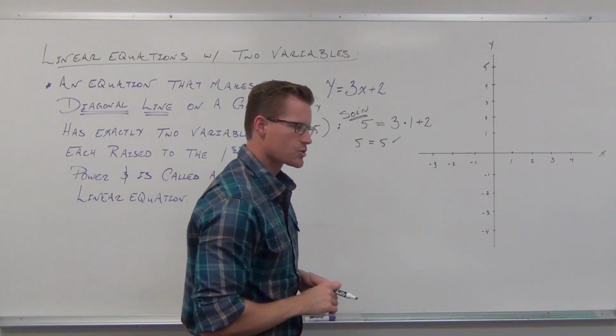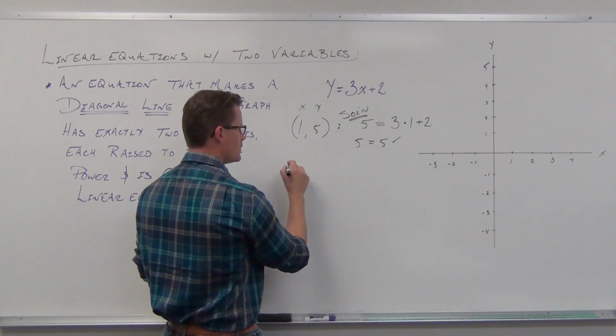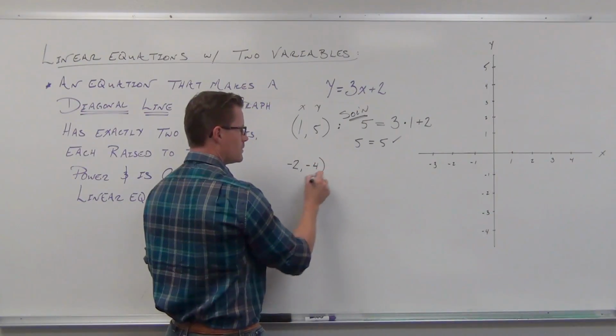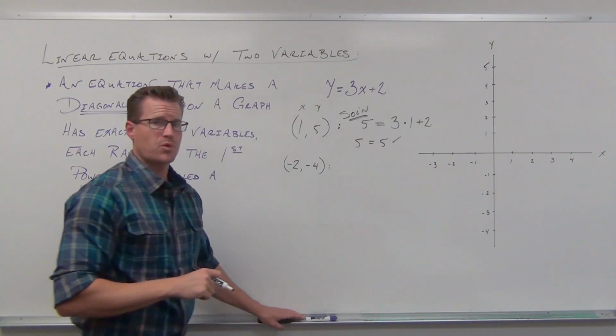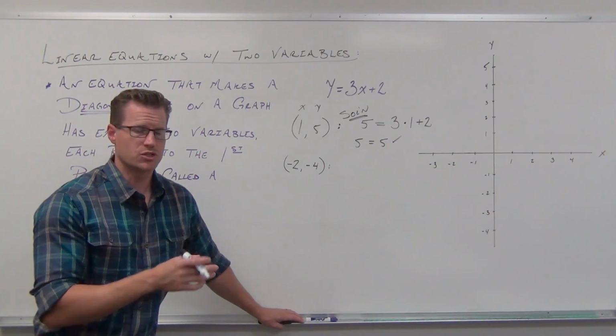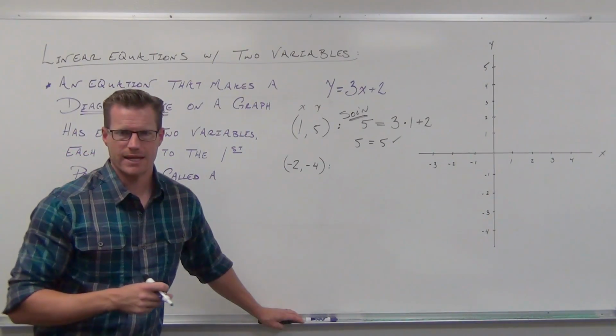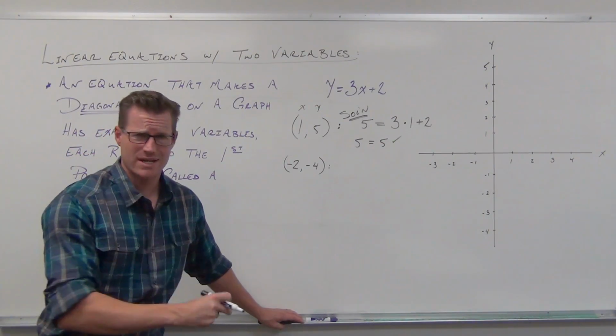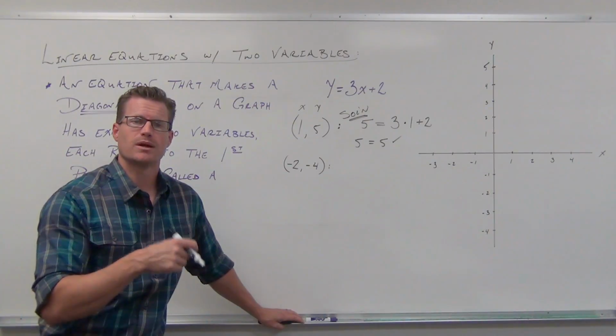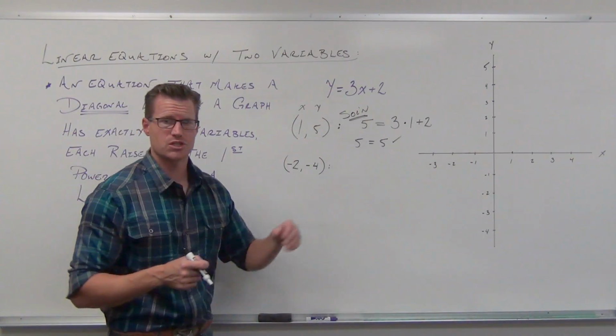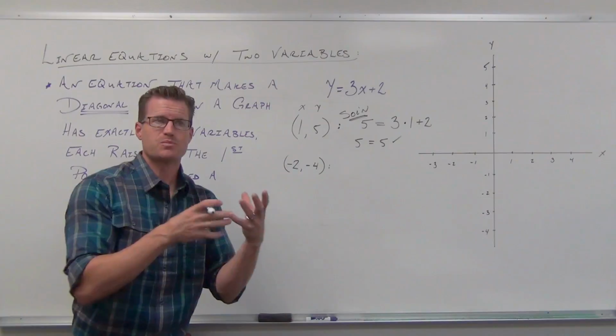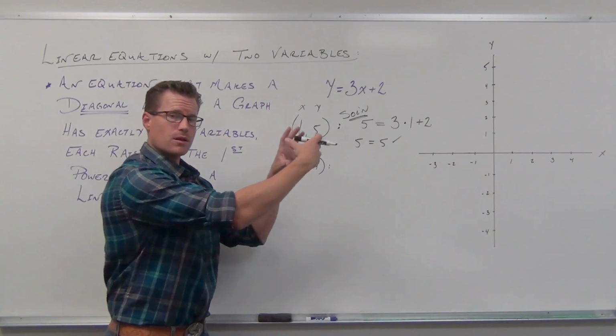Let's try another one. Let's try -2, -4. Hopefully you've practiced the idea of ordered pairs. You know what the x value is, like right now you know what that is. You know what the y coordinate is, like right now you got it. Take those values, plug it into the equation. The same equation. We're going to try out these points as a good fit, whether they're on the line or whether they're not.